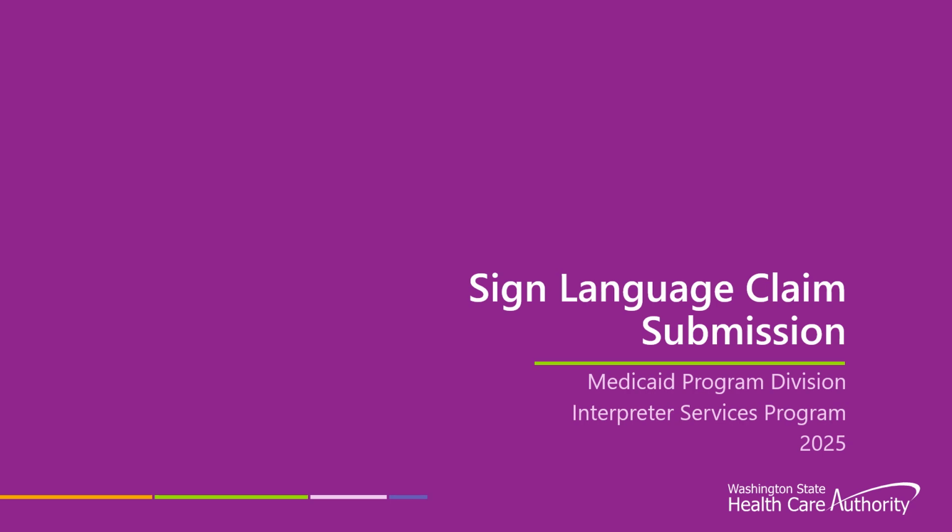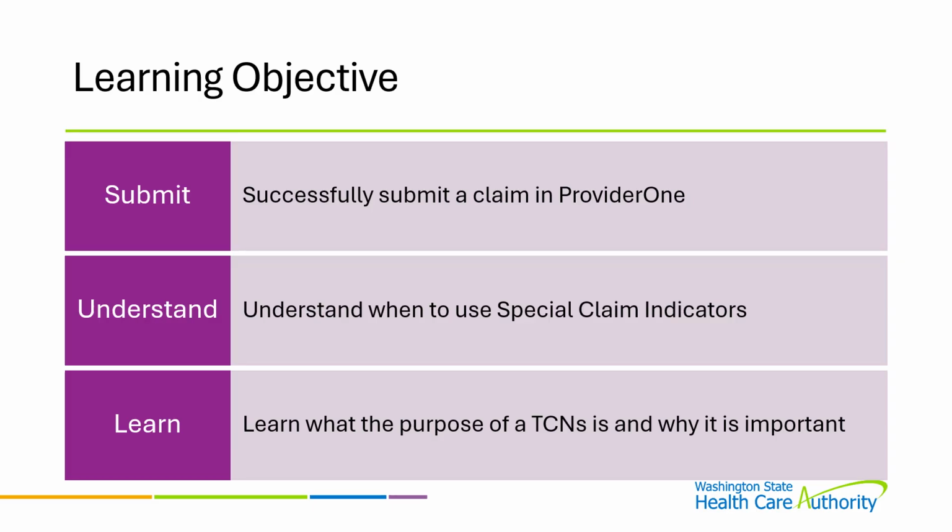Welcome to the Healthcare Authority's Interpreter Services Sign Language Program Claims Training for DES ODHH contractors. This training is designed to teach you how to submit a claim into ProviderOne. When you have completed this training, you will have the tools and knowledge to successfully submit a claim into ProviderOne. You will be able to understand when to use a special claim indicator code and learn what a TCN is and why it is so important to you. Let's get started.